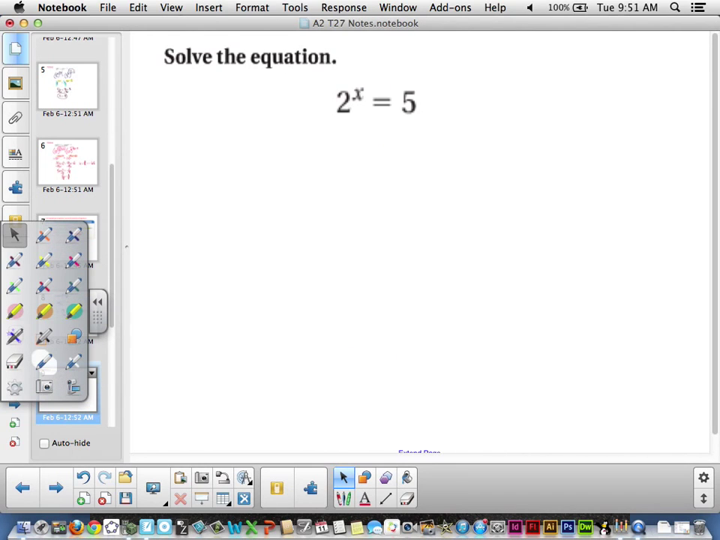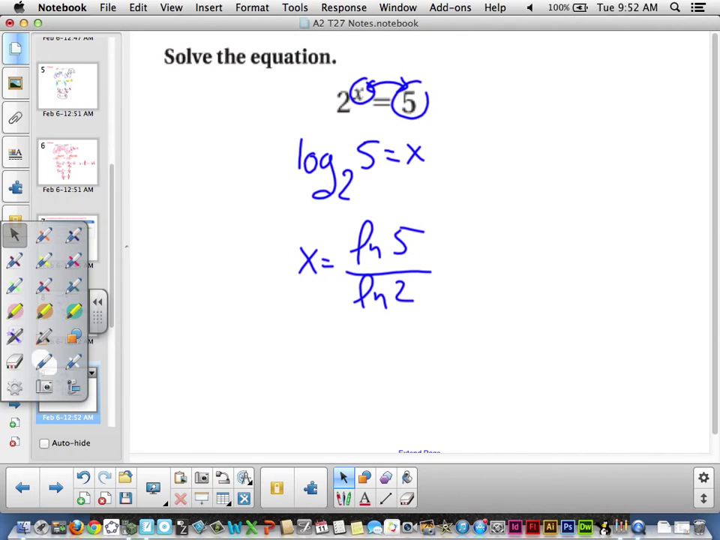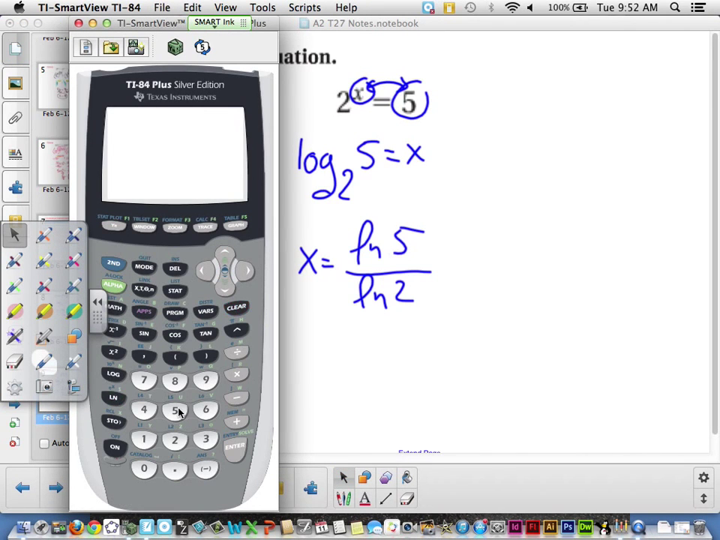Same thing here. We have an exponent equals a number, so rewrite that as a log. The base of our log should be 2. The 5 and the x will switch places, so it'll be log base 2 of 5 equals x. And then we'll use our change of base. I'm going to use the natural log this time. Remember, it doesn't matter if you use natural log or the common log as long as you're using the same one in the top and bottom. So x equals natural log of 5 divided by the natural log of 2, and we got approximately 2.3.